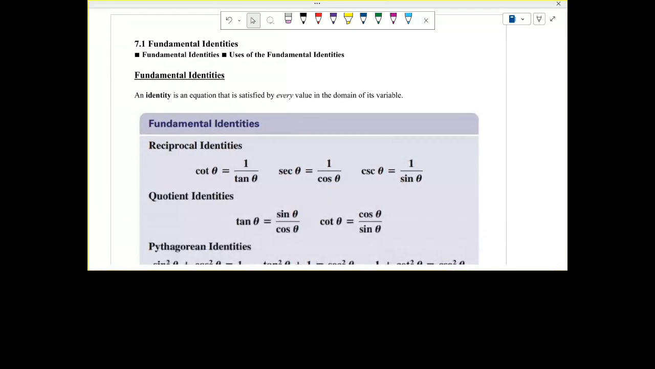Or we're going to have some kind of a trig expression on one side, and there's going to be a trig expression on the other side of the equation, and we're going to try to make one side look like the other side, okay? So, y'all, fundamental identities.